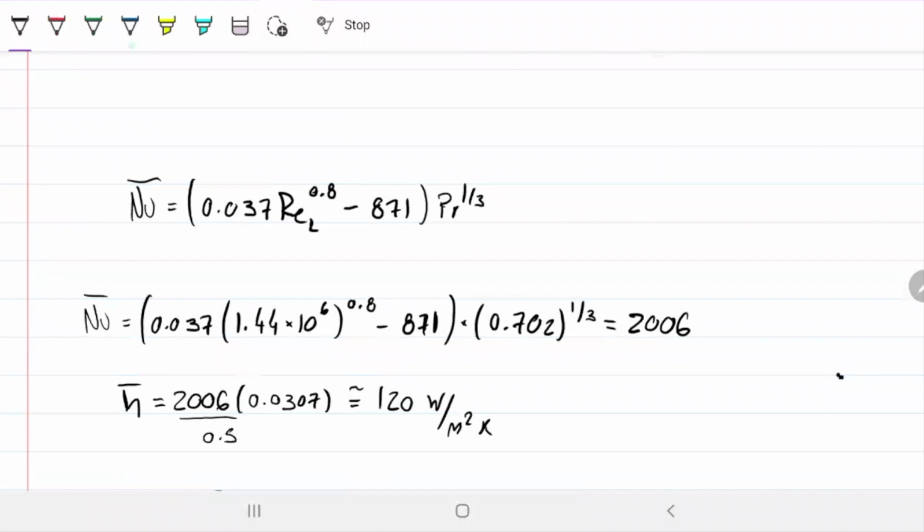Okay, I'm doing average Nusselt. This is a constant. Then Reynolds, we have calculated already to be 1.44 times 10 to the 6th. Prandtl we got from the table, and I got an average Nusselt of 2006. Okay, so that will be my average Nusselt. Remember, a Nusselt doesn't have any units. Once I have Nusselt, finding my average convective coefficient is straightforward, right? I just need the conductivity of my fluid, in this case the oxygen one that we had from the table in the beginning, and the length, L, which is 0.5 or 50 centimeters. So I get the h to be approximately 120.